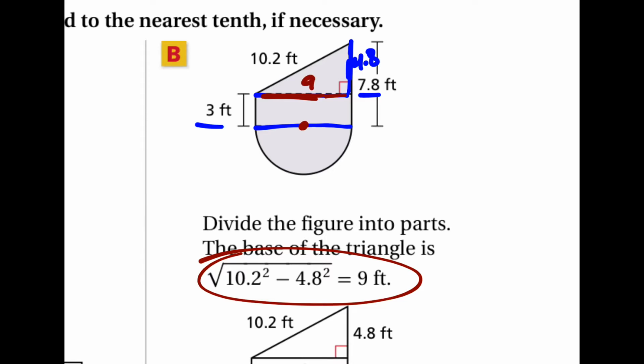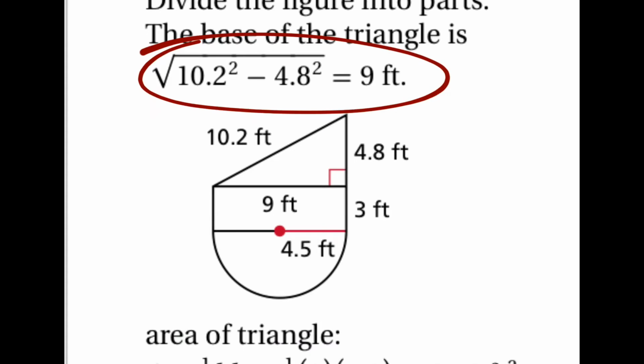And for a circle, we want to be aware of the radius, which is going to be half of the diameter. So we'll call that 4.5. And that's what they've done here. They've labeled all the parts you need to find the areas.